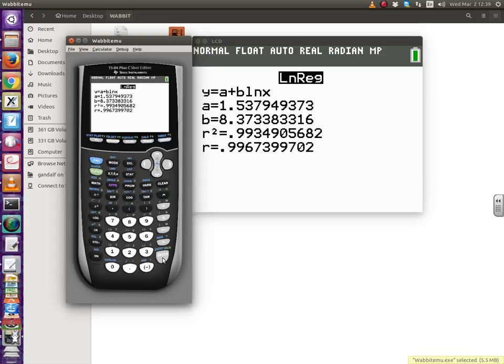You write that y is approximately a, which is 1.538, plus b, which is approximately 8.373 times the ln of x. And your r squared now is about, as a percent, what do you write? 99.349%. That's a lot better.